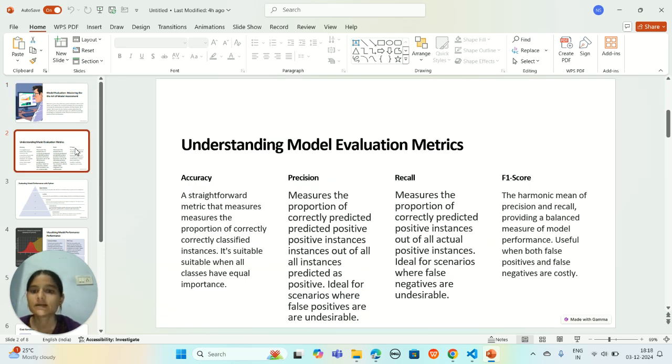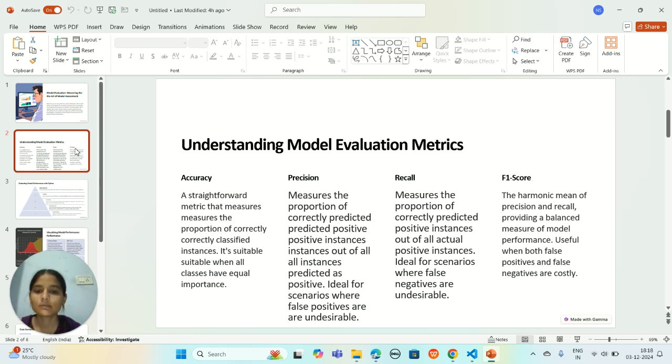First slide, understanding model evaluation metrics. There are four methods: accuracy, precision, recall, F1 score. Accuracy, the straightforward metric that measures the proportion of correctly classified instances. It's suitable when all classes have equal importance. This is a straightforward measurement for the proportion of correctness.